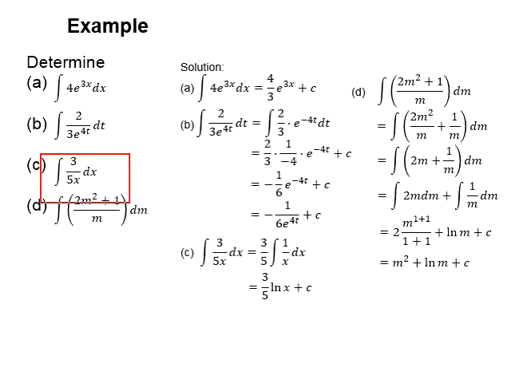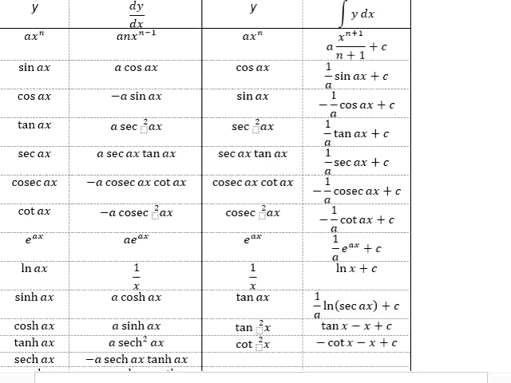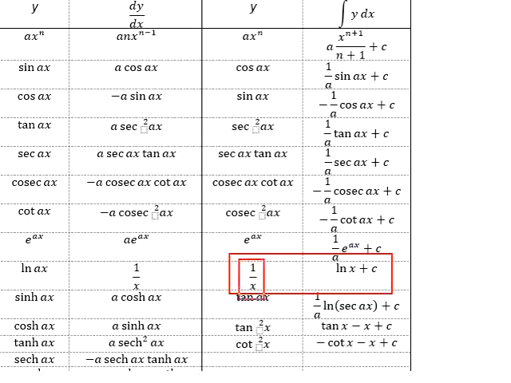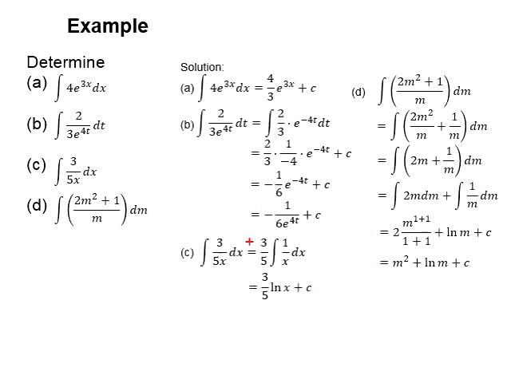To integrate this, you can take out the constants. That means you are integrating 1 per x. Based on the formula here, integration of 1 per x will give you ln x. Therefore, the constant will remain. 1 per x becomes ln x, there will be a c.